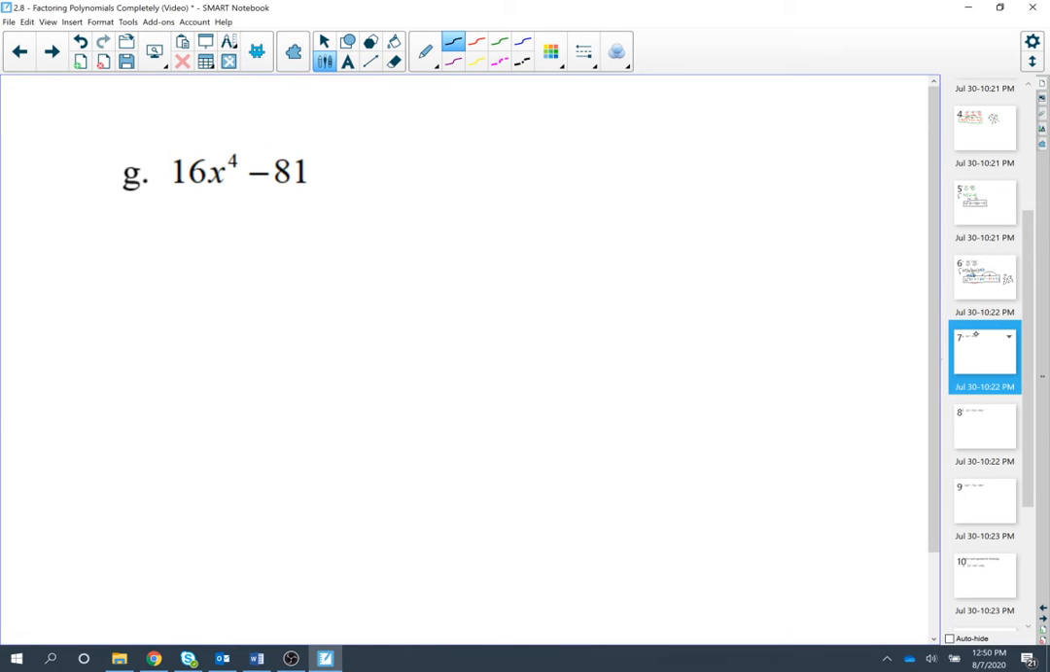Okay, letter G, 16x to the 4th minus 81. Leading term positive. Greatest common factor. Is there a greatest common factor between? I don't think so. Okay. It's a binomial, so I'm looking for special cases. 16 is 4 by 4. X to the 4th, x squared. 4x squared times 4x squared. 9 by 9. That's difference of squares.